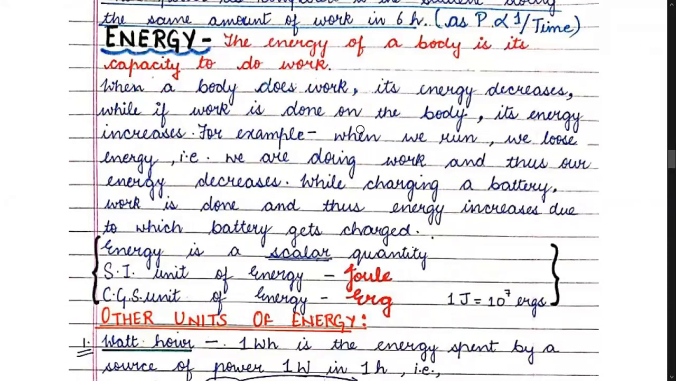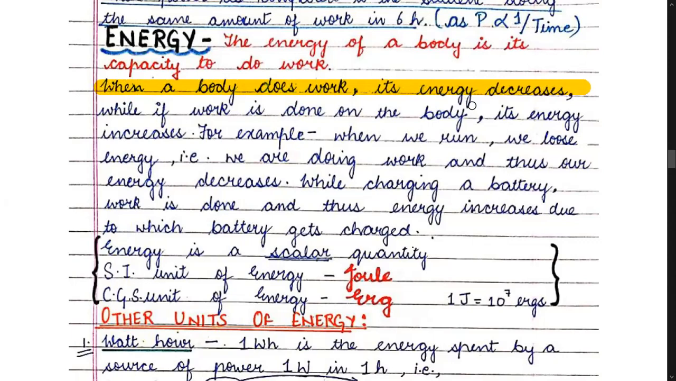The energy of a body is the capacity to do work. When a body does work, its energy decreases. While if work is done on the body, then its energy increases. So remember it, energy is the ability to do work.